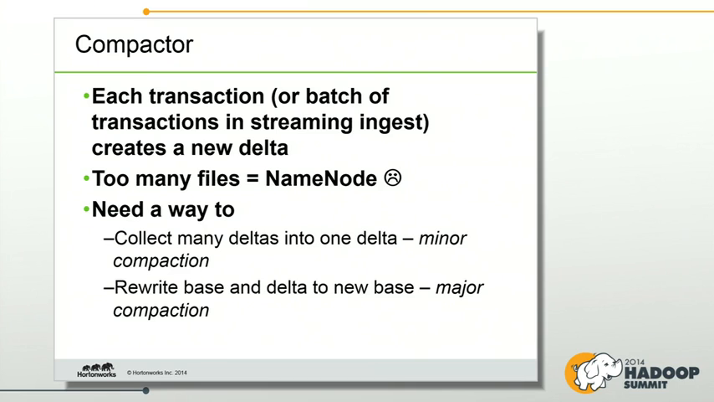All right, so this depends on having something to do compactions in the background, right? As we've talked about, each transaction, or in the streaming ingest model, each batch of transactions creates a new set of deltas, right? A new delta directory with a set of buckets inside it. And as we all know, too many files makes for an unhappy name node. So you can't just leave that as the way it is, right? That each time somebody comes in and makes some change to the table, you get a new file.